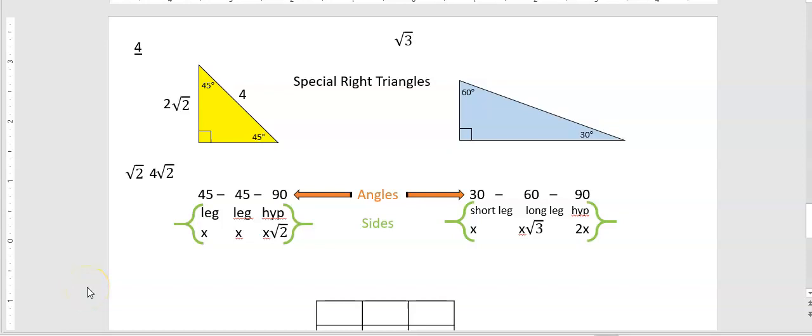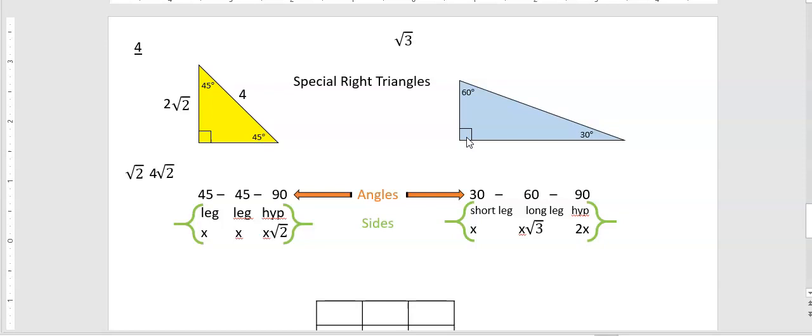Hello, today I'm going to talk about special right triangle rules. You first have to realize what a special right triangle is. There are two different types of special right triangles: the 45-45-90, and the 30-60-90. So be on the lookout.